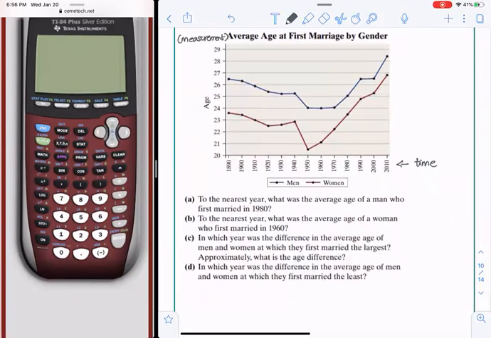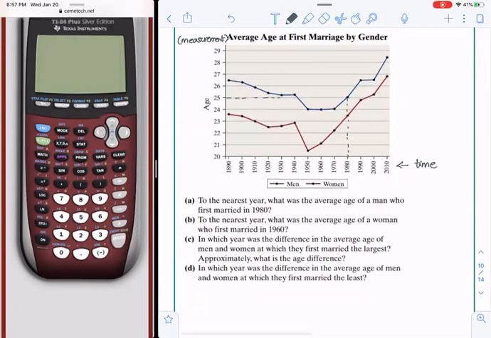So the first question wants to know, to the nearest year, what was the average age of a man who first married in 1980? So we're looking at males. So 1980 is right over here. And the corresponding age value is 25.